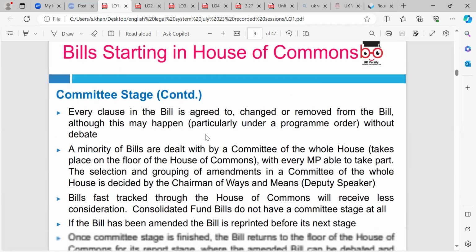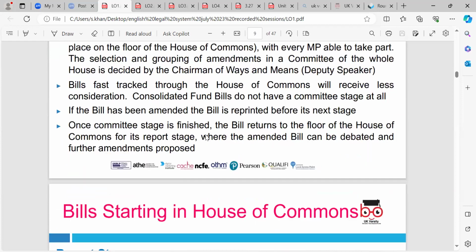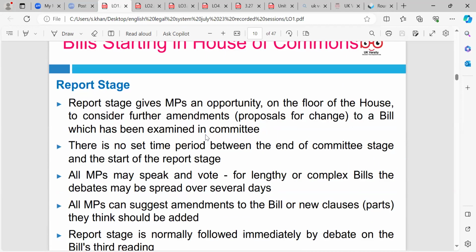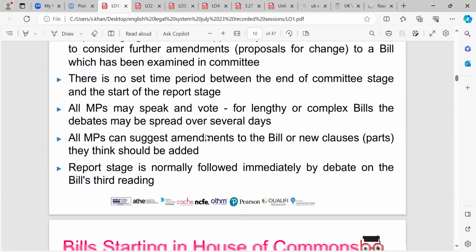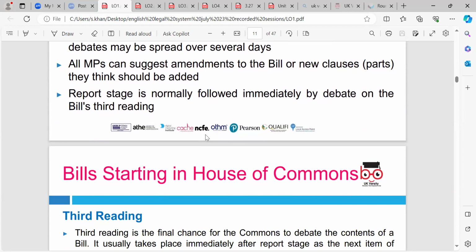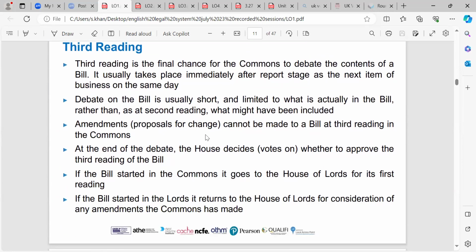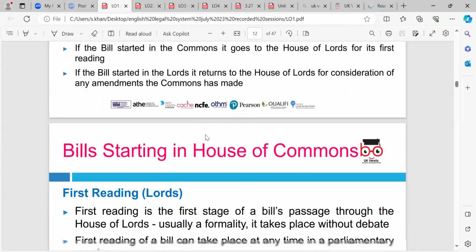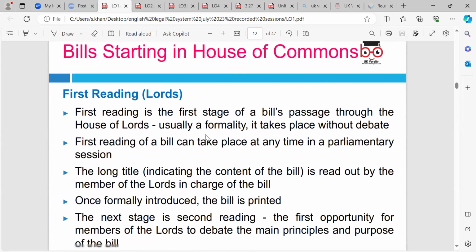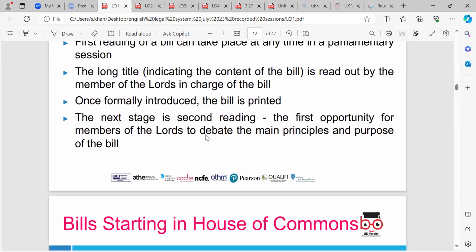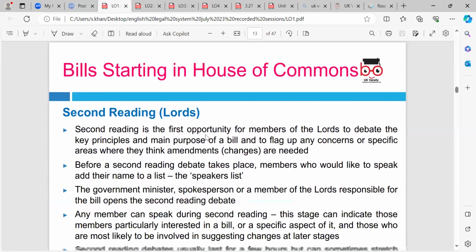We looked at the reporting stage, and this is any sort of further amendments in the House of Commons, and any suggestions from MPs. And then the third stage, and then we looked at the first reading from the House of Lords, so moving on to the House of Lords, and then the second reading from the House of Lords.